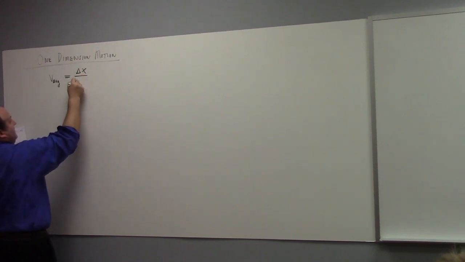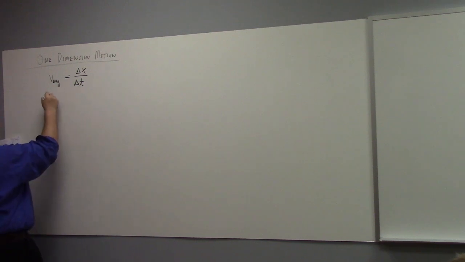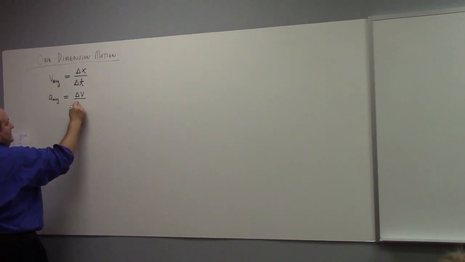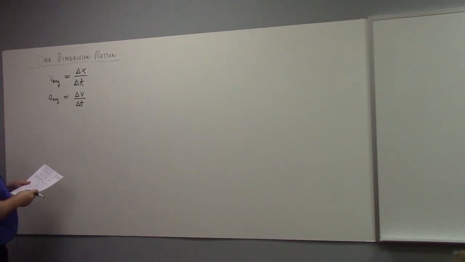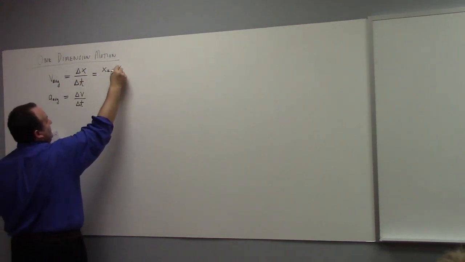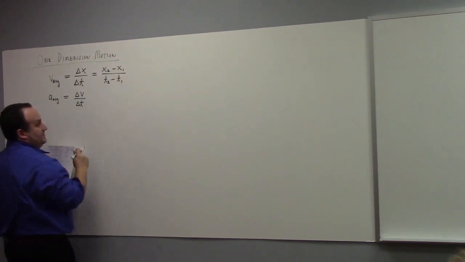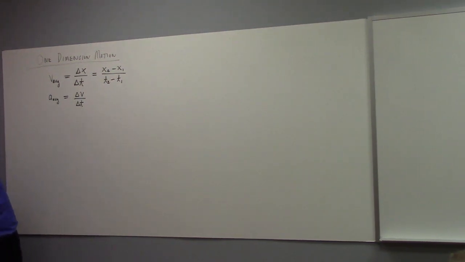So the average velocity is the change in x over the change in t, right? And likewise, you could talk about average acceleration. It would be the change in velocity divided by the change in time. All right? And then of course we could break that down further, like x2 minus x1 over t2 minus t1. These would be averages, right? So that we've been able to calculate since, I don't know, middle school or whatever, right?